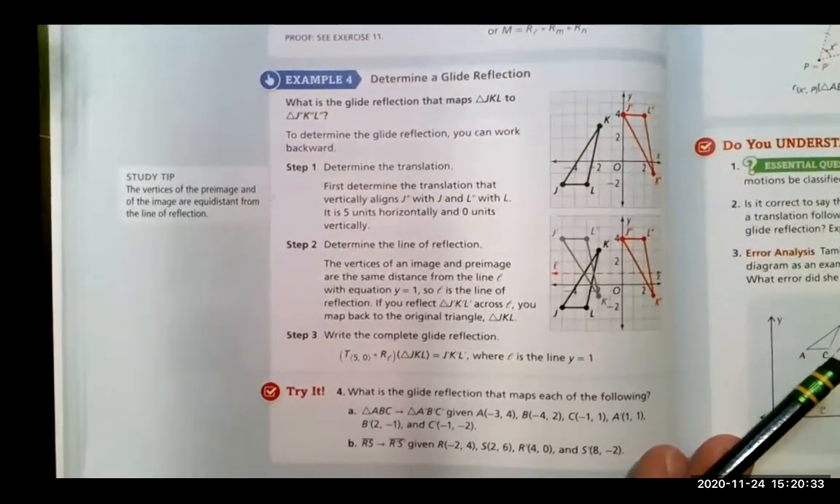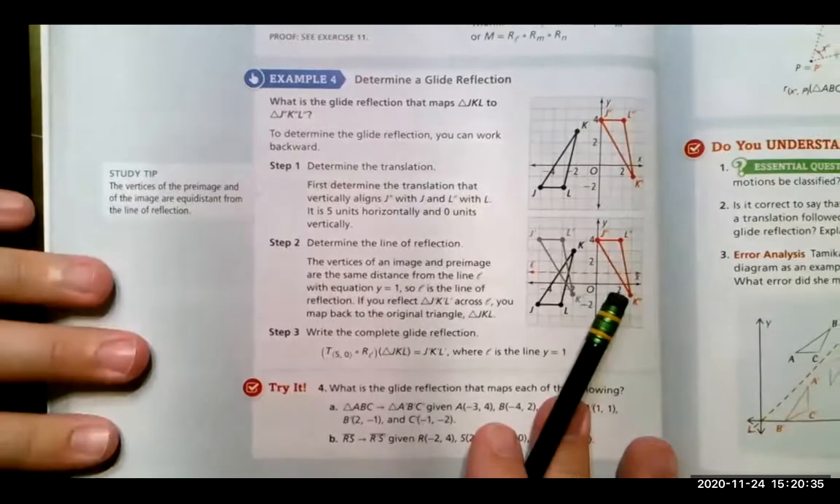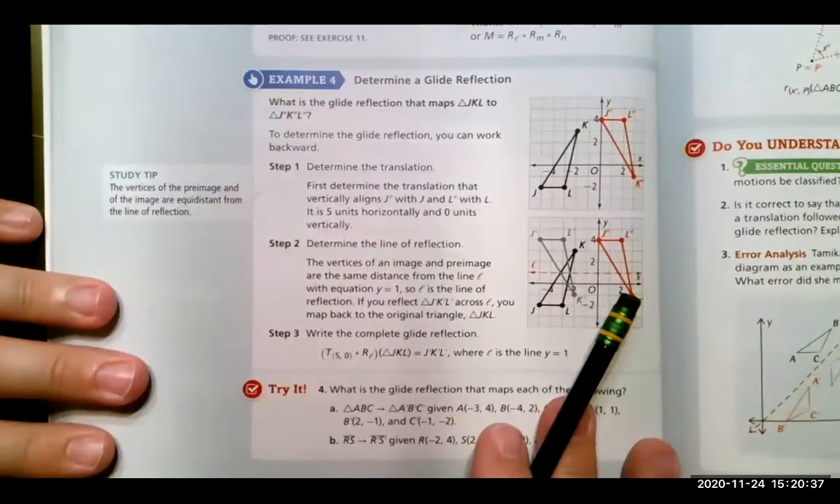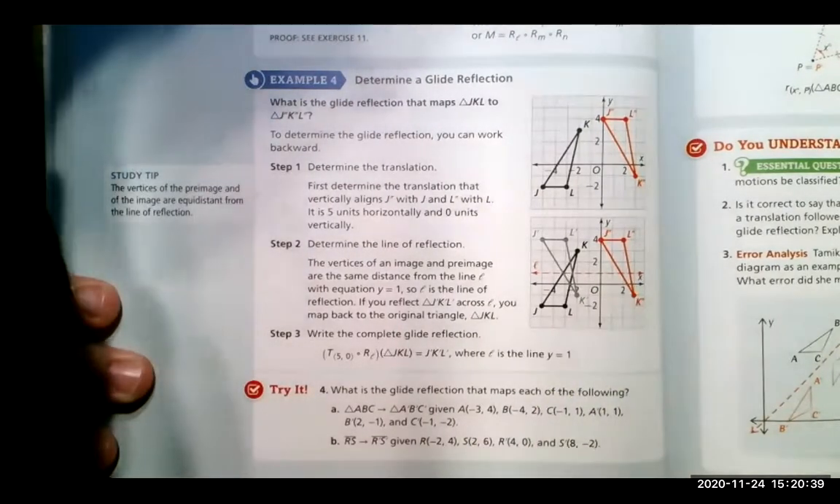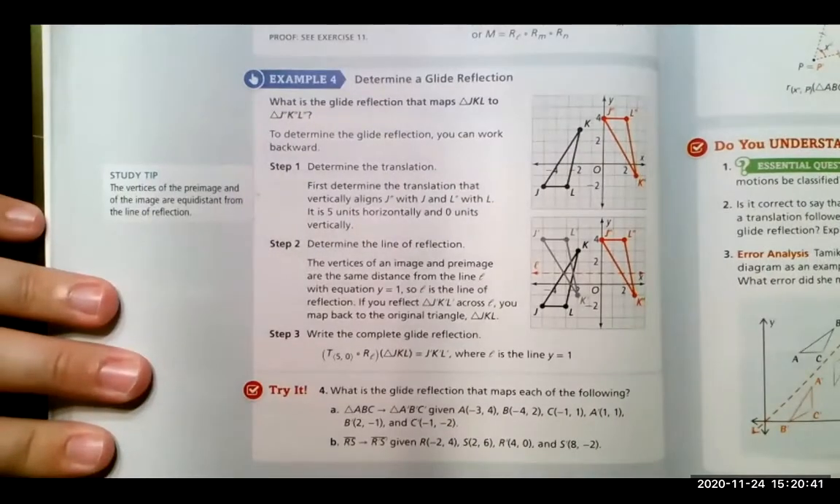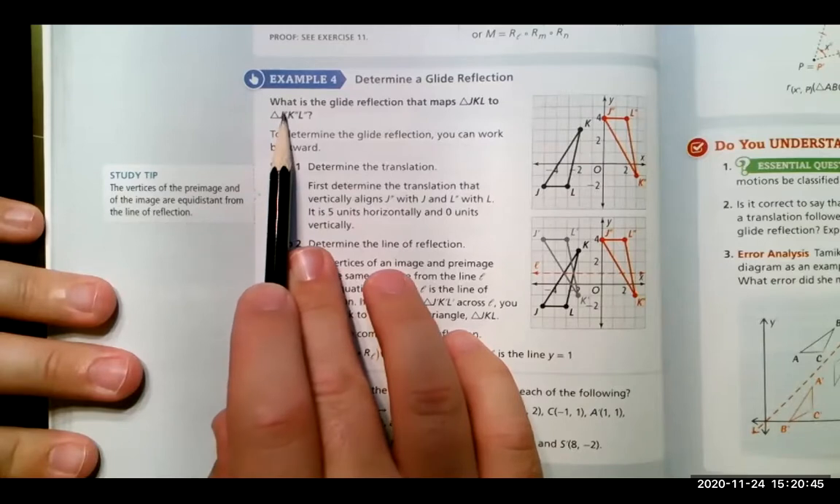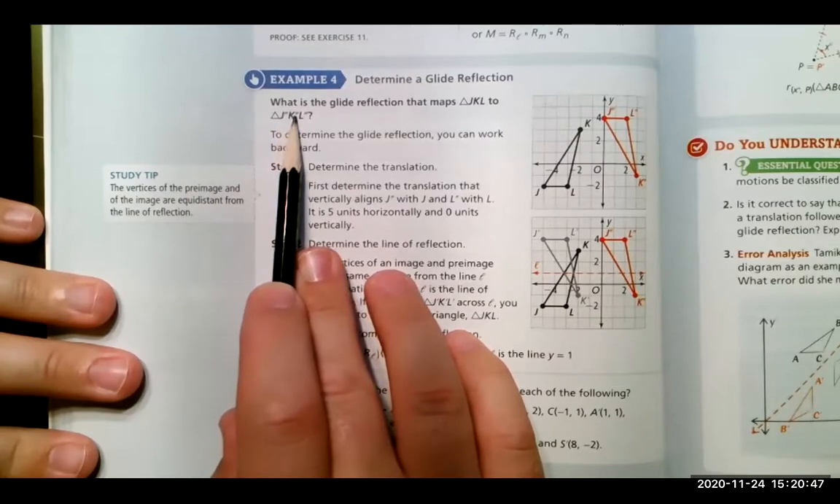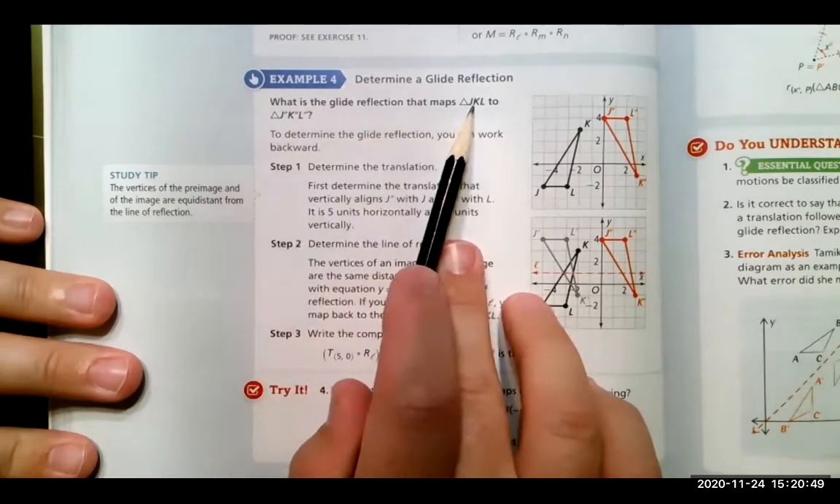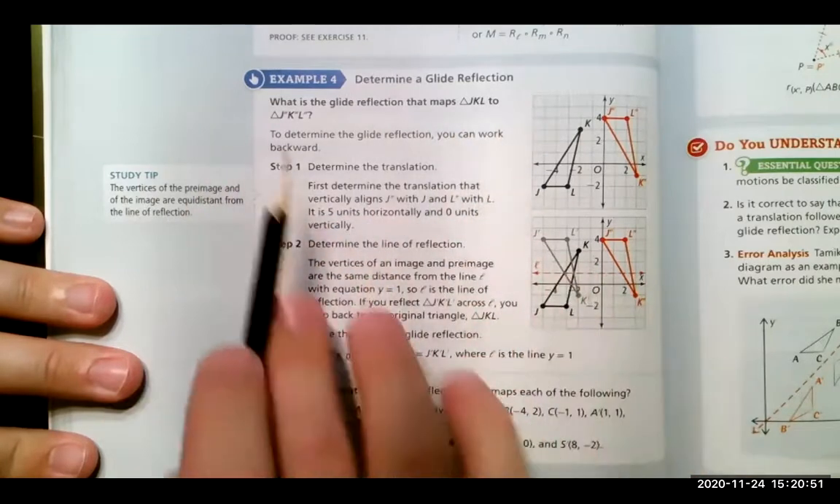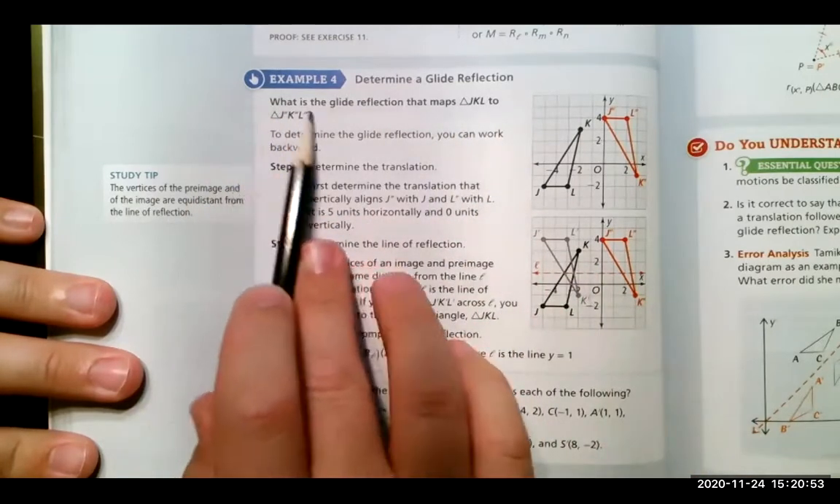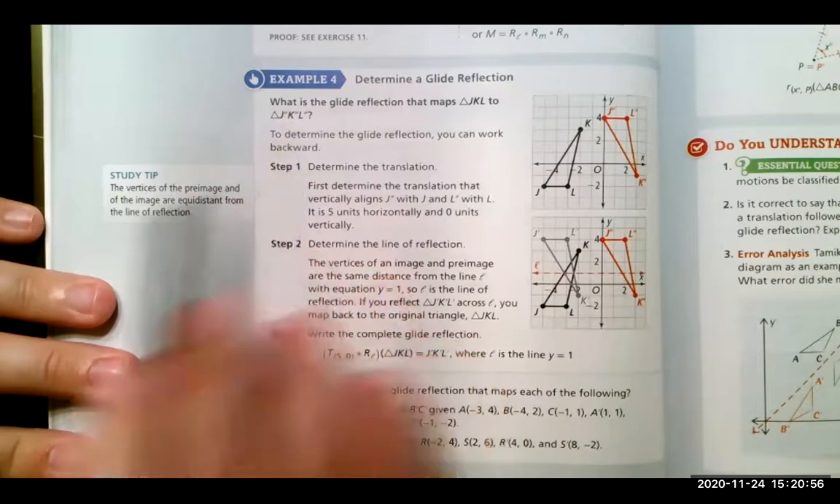Example 4, what is the glide reflection that maps the pre-image to the image? Make sure I'm clear here for you. This is actually not the image. This is the second image. I know that because there's 2 tick marks there, right? So basically there's the image, and then they did some type of transformation, and then they have the final second image. That's where they're wanting us to go.